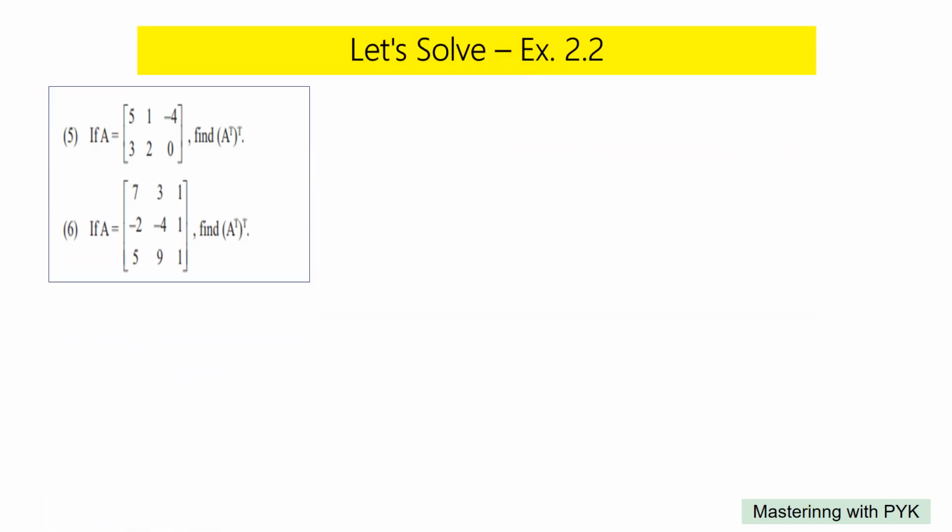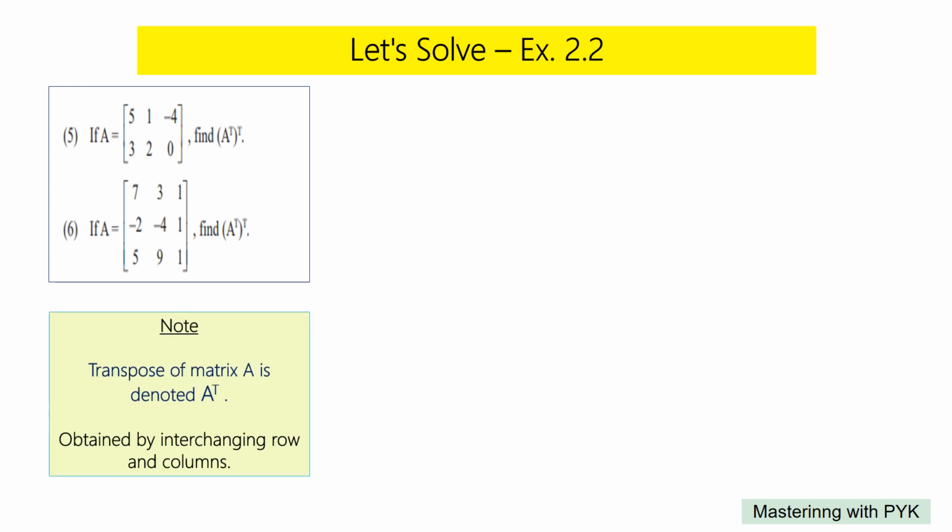Question number 5 and 6. Why have we taken them together? Because they talk about the transpose of the matrix. So before we proceed, let's clarify the concepts. The transpose of the matrix is denoted by A with a superscript T. Sometimes in some books or papers, it is also written as A dash. It is obtained by interchanging rows and columns.